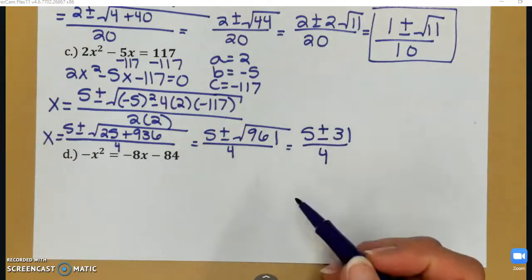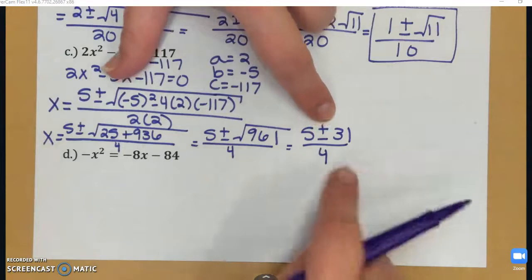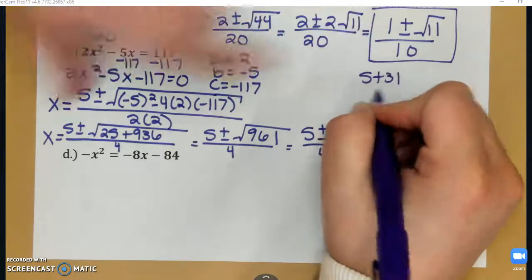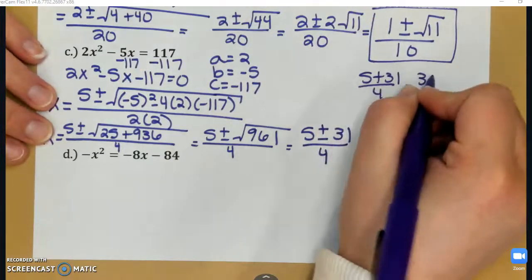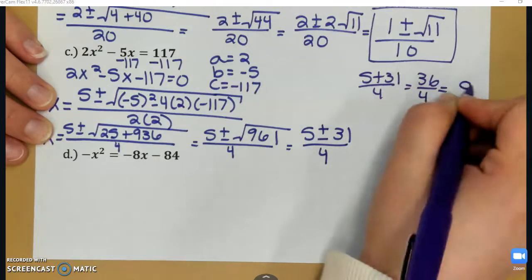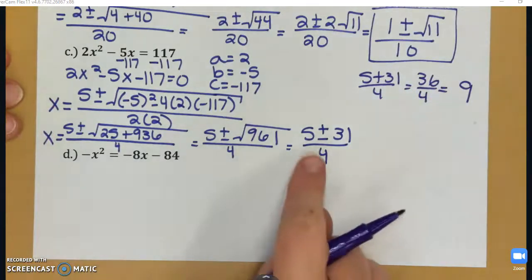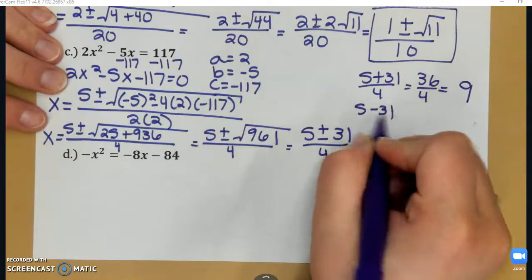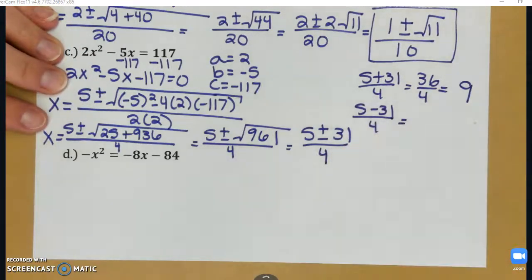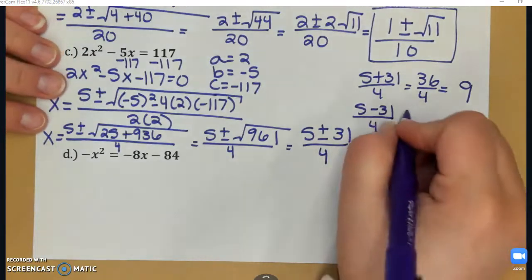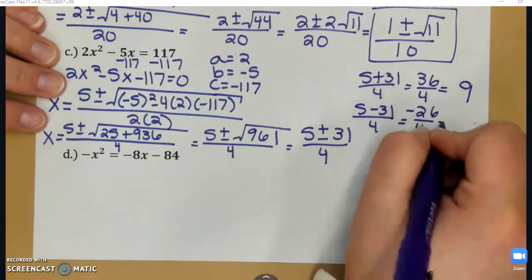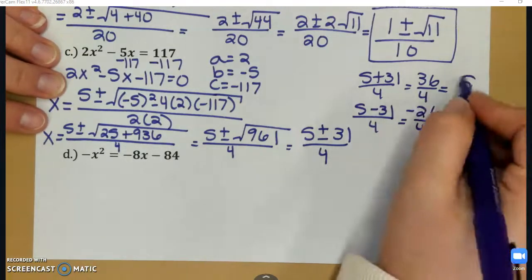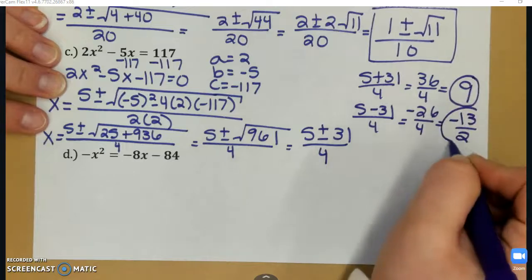So we're going to find our two solutions by first adding 5 to 31. 5 plus 31 over 4. That gives me 36 over 4, which is 9. Then I'm going to subtract, so 5 minus 31 over 4. That is going to give me negative 26 over 4, which reduces to negative 13 over 2. So my two solutions are 9 and negative 13 over 2.